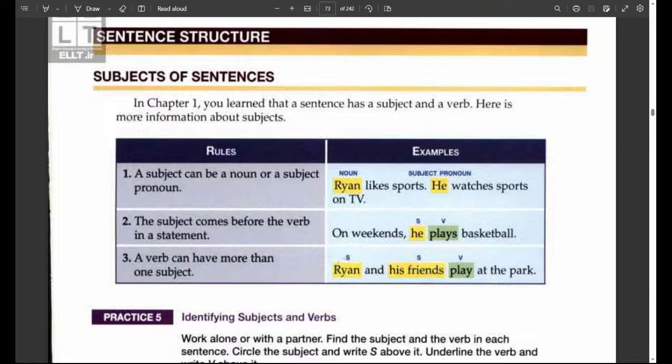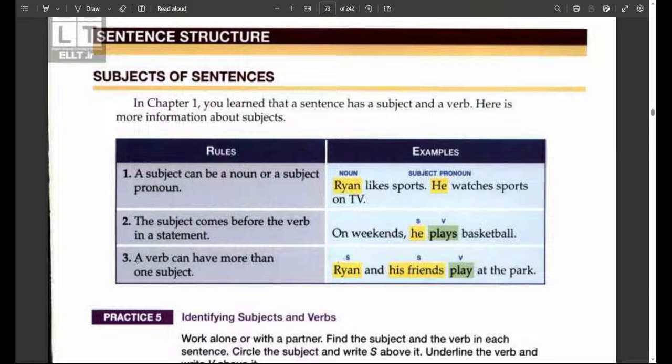In a statement, subjects come before verbs. So Ryan likes sports. We say that. See, Ryan is before the verb like. Ryan is the subject, this is the verb. On weekends, he plays. He is the subject, the verb is play, and this is like, the subject is before the verb. Here also, he watches sports on TV. He is before watch. Watch is the verb, he is the subject.